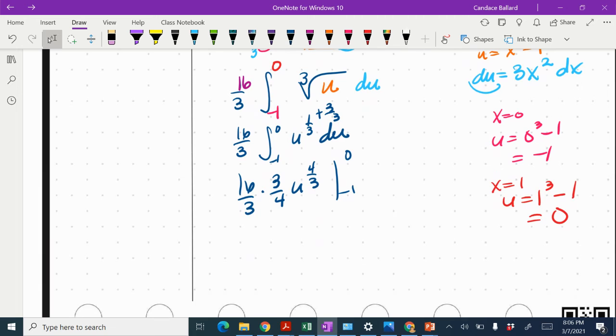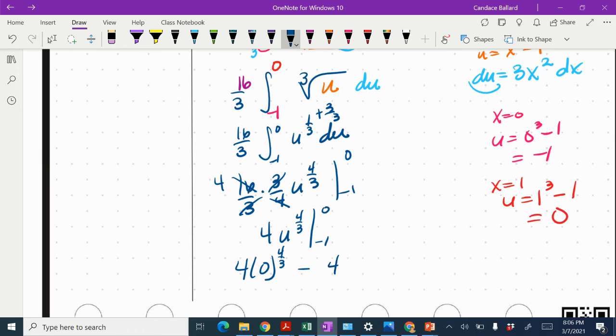We're going to simplify a bit, so I know that the 3's cancel. 4 goes into 16 4 times, so I really have 4u to the 4/3 from -1 to 0. So I'm going to go ahead and substitute my numbers in. So 4 times 0 to the 4/3 minus 4 times -1 to the 4/3 power. All right, this one's a little bit different. I could rewrite it. So this is going to 0 out, right? So that's gone. I am going to rewrite this.